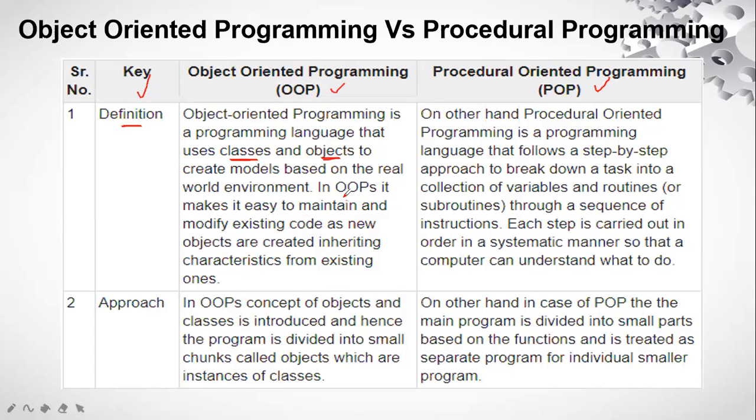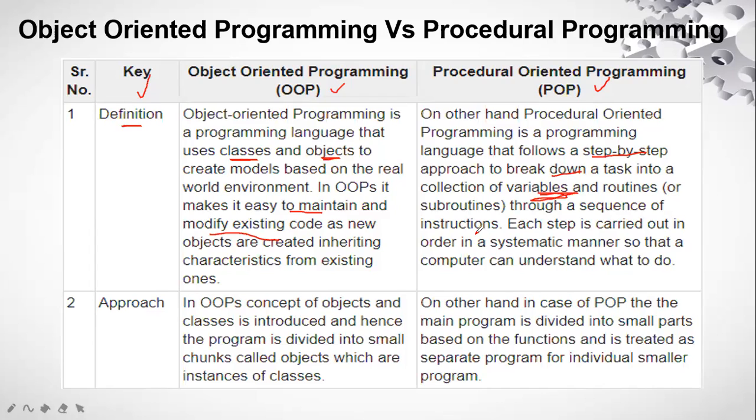So what we can see in OOPs is that it is easy to maintain and modify the existing code as new objects are created, inheriting characteristics from existing ones. In procedural-oriented programming, first of all, it does not have classes or objects according to real-world entities; we just follow a step-by-step approach, due to which we are breaking down a particular task into variables and routines or subroutines. We call them functions in procedural-oriented programming, right? So this is a step-by-step sequence of approach in which we solve a particular task, and the task is broken down into a collection of variables and routines.